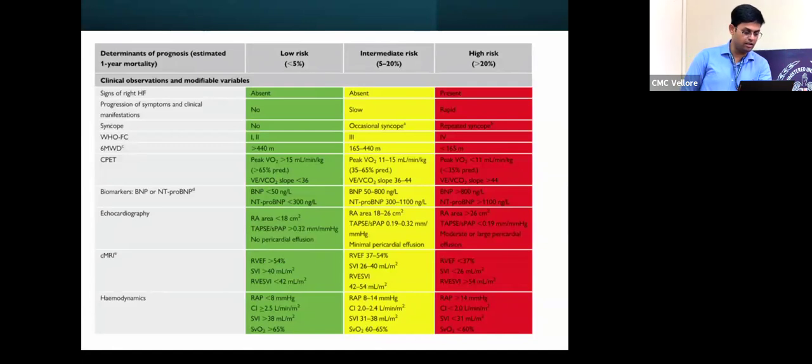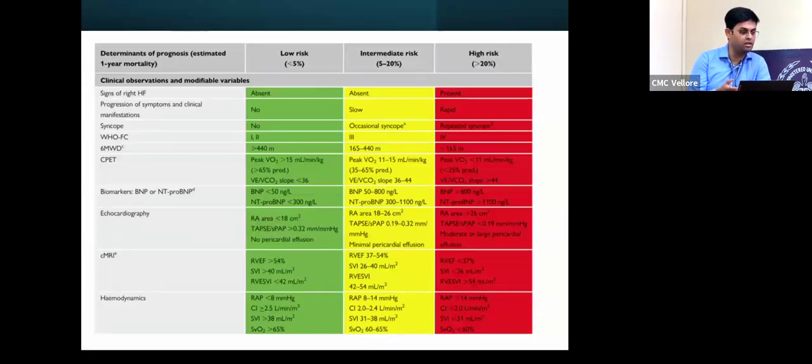You can see many other parameters that were used, like CPET and MRI, which are not actually done in routine practice. When they looked into the parameters, WHO functional class, 6-minute walk test, and BNP emerged as the variables with the highest predictive value for mortality. When they tried to analyze that, not every registry patient had all these parameters.